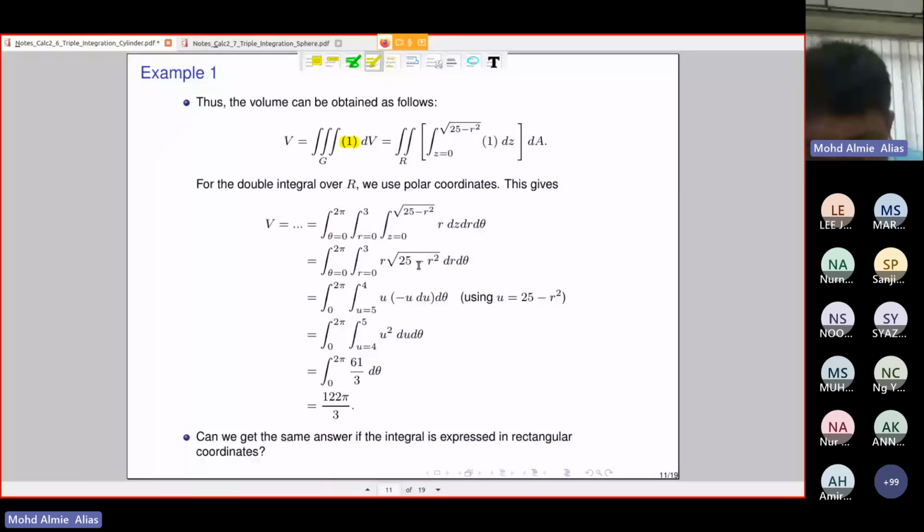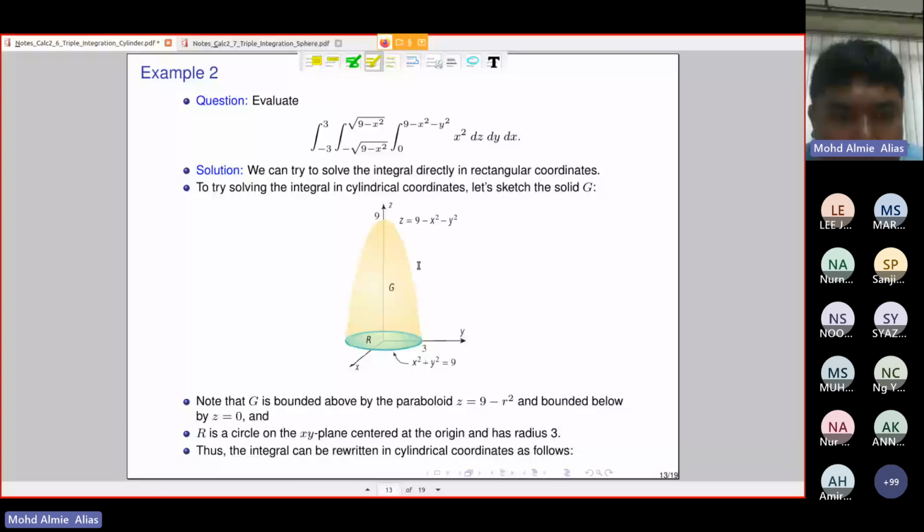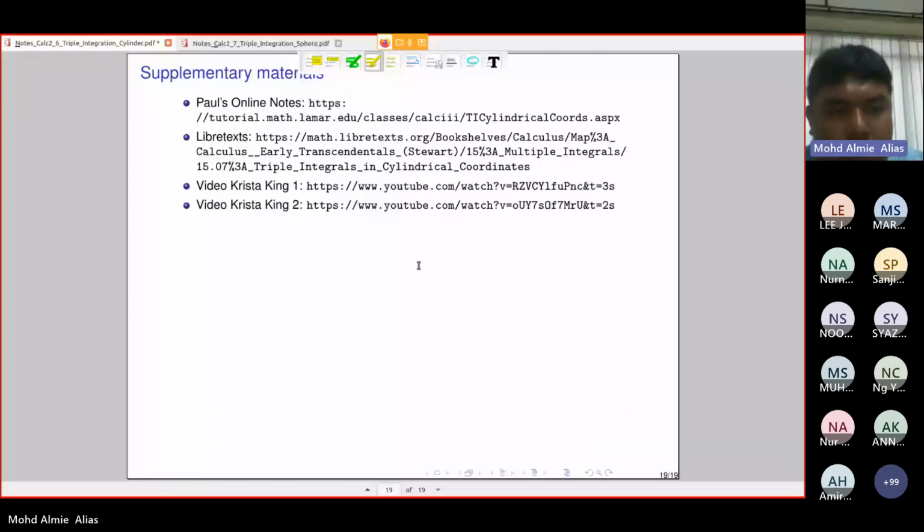If the question asks you to do triple integration, then you need to do triple integration. But if it doesn't specify the type of integration, then you are free to use double integration, triple integration, or any coordinate system. Okay, and then there are other examples. I hope you try this, and the supplementary material. Okay, so let's go to the new slide, the new topic, which is the spherical coordinate.